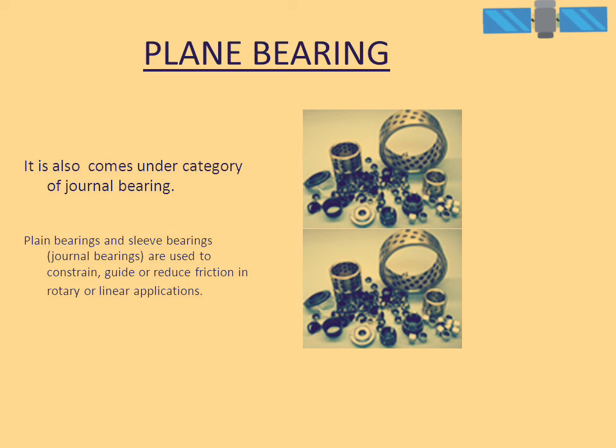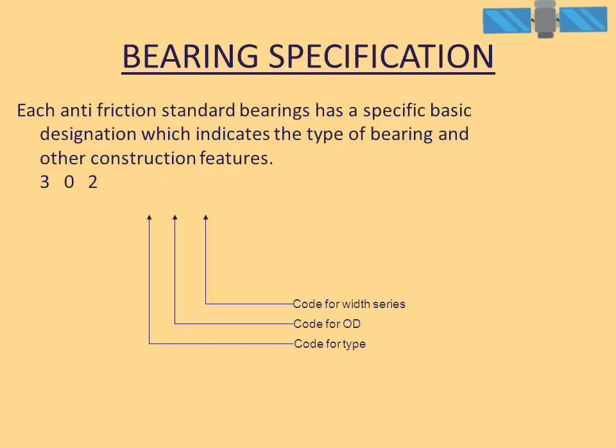Plain bearings and sleeve bearings, journal bearings, are used to constrain, guide or reduce friction in rotary or linear applications. Bearing specification. Each anti-friction standard bearing has a specific basic designation which indicates the type of bearing and other construction features. 302. Code for width series. Code for bore. Code for type.